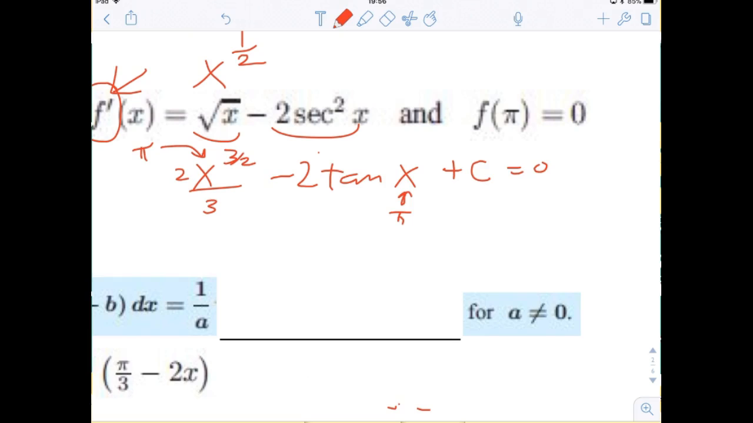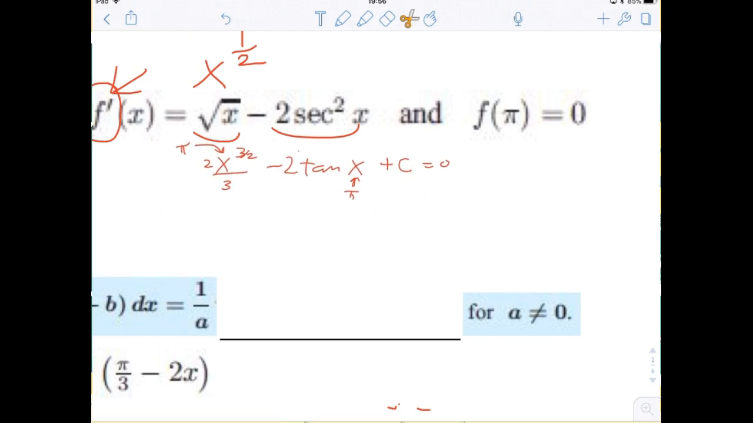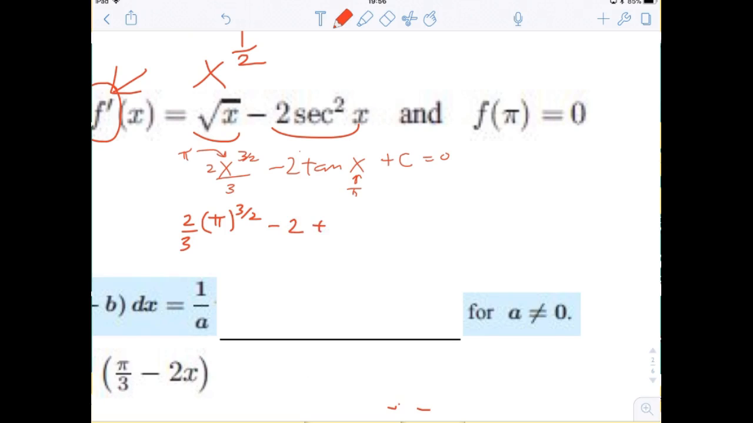So, let's see. I'm going to make this a little bit smaller because I was not generous with the space on this problem set, right? Okay, so if I plug those in, I'm going to get 2/3 pi to the 3/2 minus 2 times tangent of pi plus c equals 0.